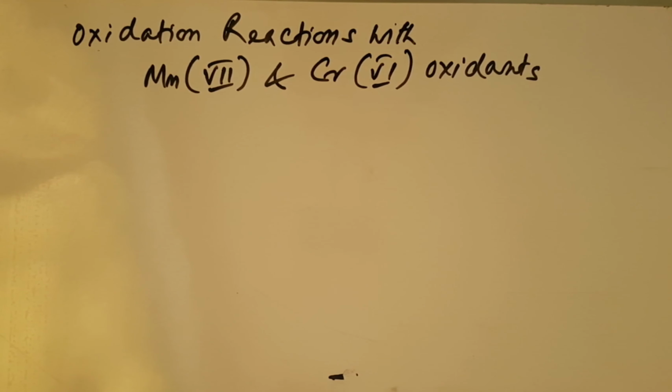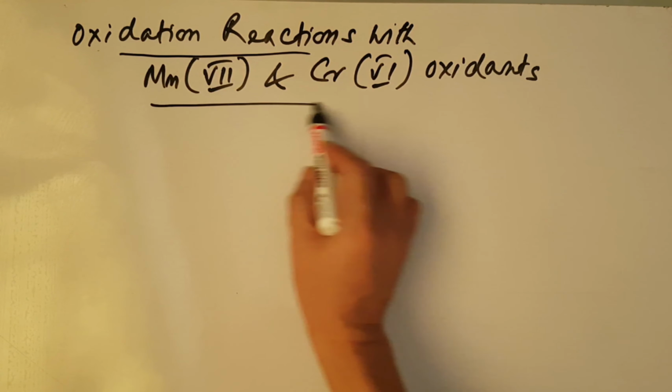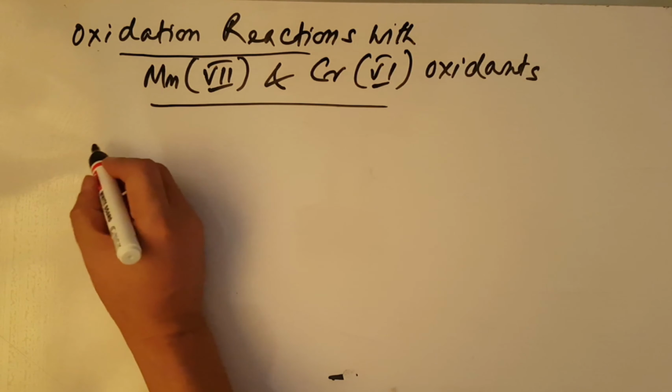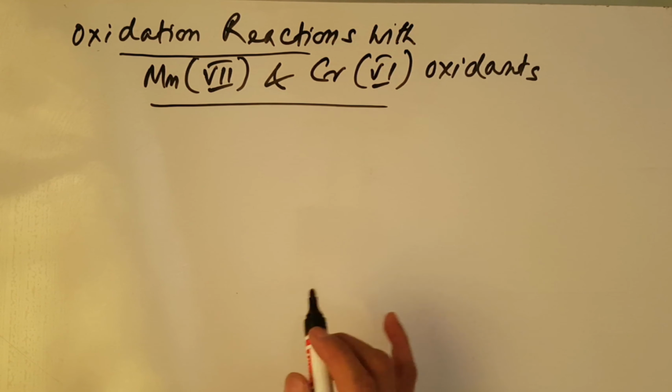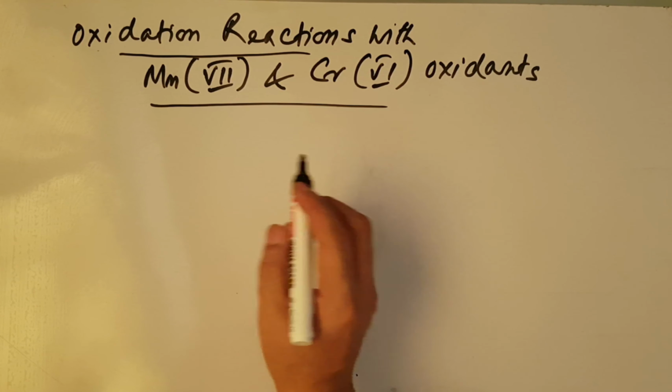Hello, today we'll have oxidation reactions. Oxidation reactions can take place by metal oxidants. Today let's see the oxidation reactions with manganese 7 and chromium 6 oxidants. Manganese and chromium 6 oxidants mostly have manganese 7 and chromium 6 oxidation states.